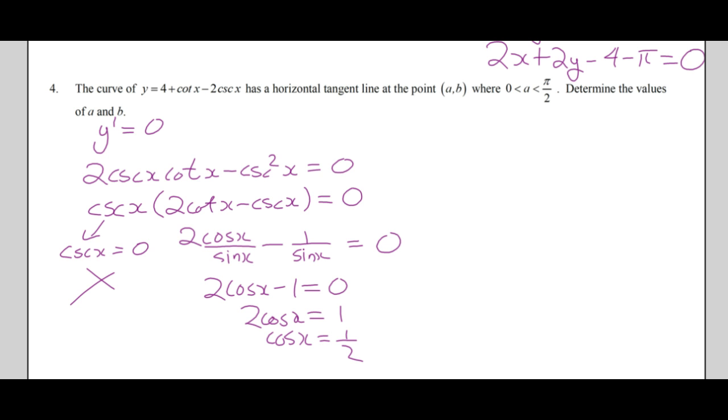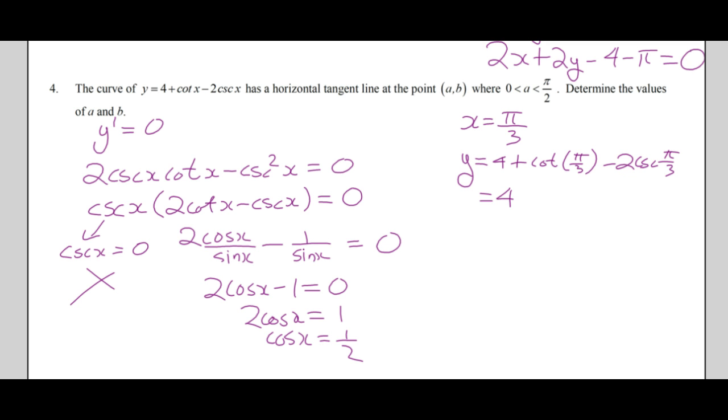So when is cos a half? Pi over 3 or something. Yep. So x is equal to pi over 3. So x is equal to A, right? The point is (A, B), so we've got the pi over 3. And now we want the y value. So we're going to plug pi over 3 in here. So y is equal to 4 plus cotan pi over 3 minus 2 cosecant pi over 3.